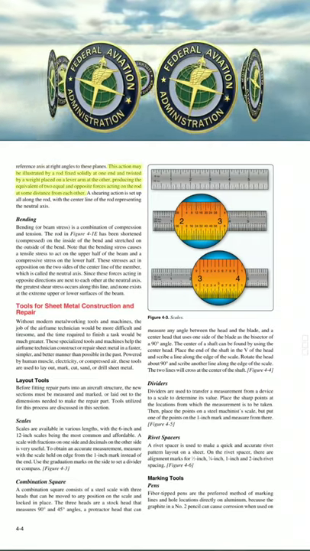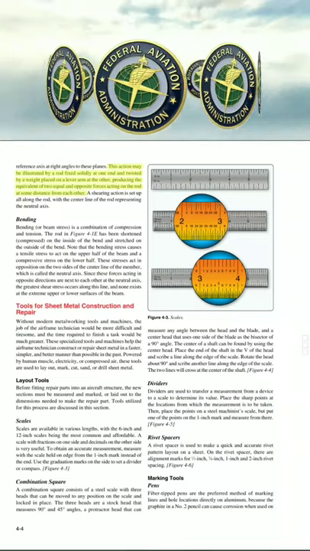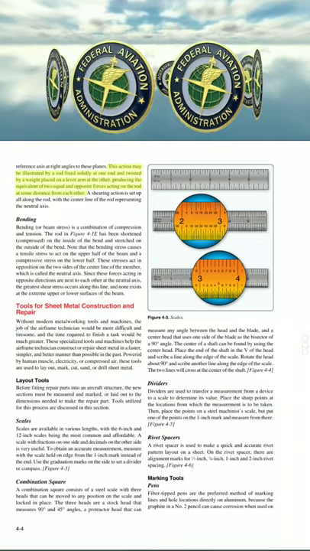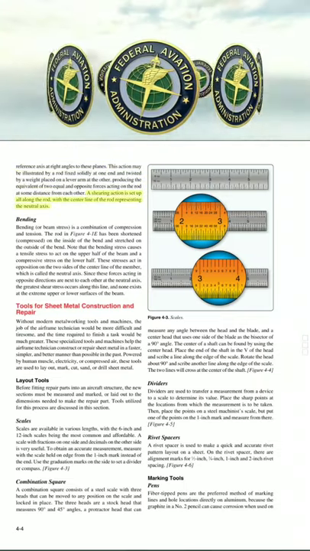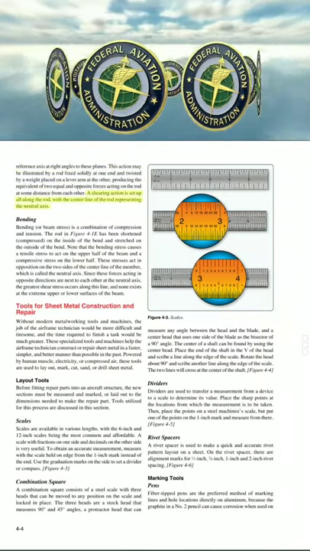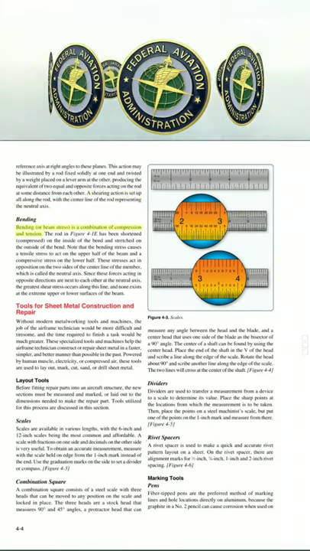This action may be illustrated by a rod fixed solidly at one end and twisted by a weight placed on the lever arm at the other, producing the equivalent of two equal and opposite forces acting on the rod at some distance from each other. A shearing action is set up all along the rod, with the center line of the rod representing the neutral axis.